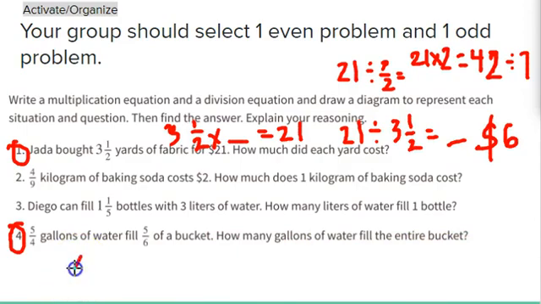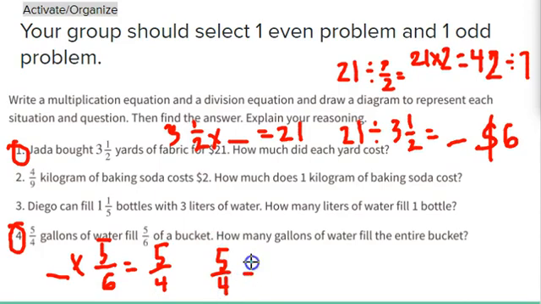Well, what about the multiplication here? We don't know how many gallons the bucket can hold, but we do know if we take the number of gallons that the bucket can hold and multiply it by 5/6, I will get 5/4. Likewise, if I take that 5/4 and divide it by the 5/6 of the bucket that we've got filled, that'll give us back to what our original bucket was.